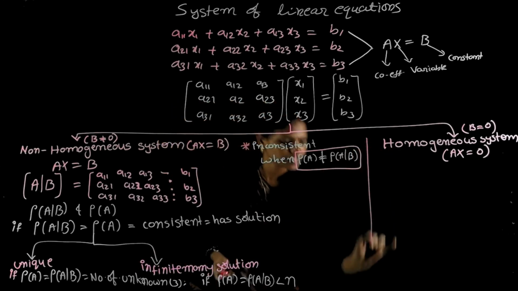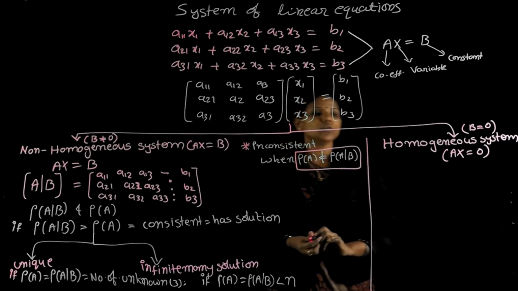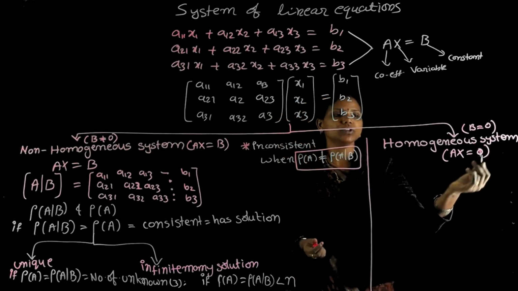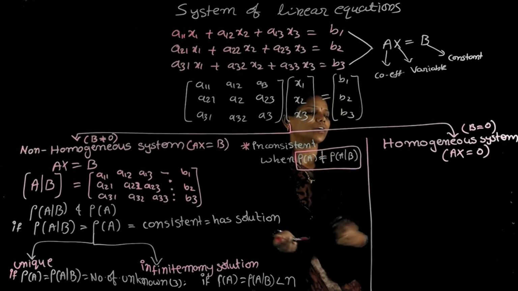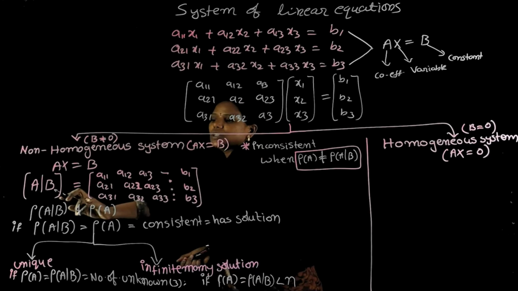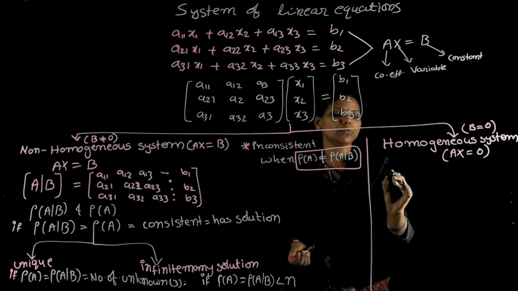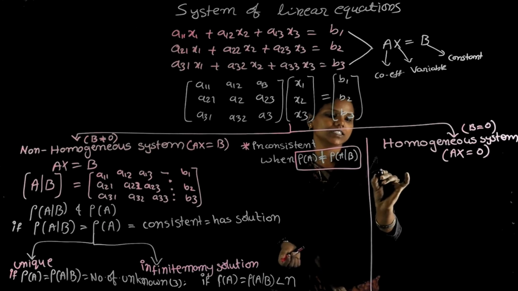Now let us discuss homogeneous system consistency. Homogeneous system, if you observe the homogeneous system here B is equal to 0. So no need to find augmented matrix. Why? Because in augmented matrix B is 0. So we need to find rank of A only. So this system is always consistent. First step, it is always consistent.